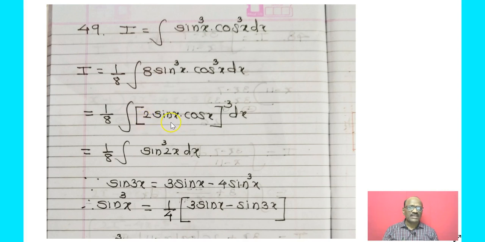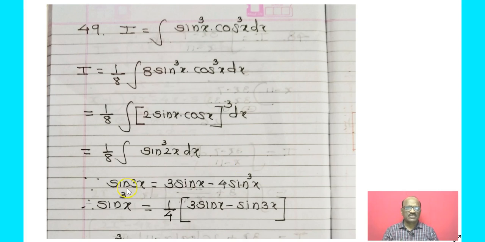Now what is 2 sine x into cos x? There is one more formula, that is sine of 2 theta is equal to 2 sine theta into cos theta. In the same way, 2 sine x into cos x means sine of 2x, and it's a bracket cube. That's 1 by 8 integral sine cube of 2x dx. Again there is one more formula. We cannot find the integral of sine cube of 2x directly, because we do not know whose derivative sine cube 2x is. We can't say. Therefore we have to apply the trigonometric result here.